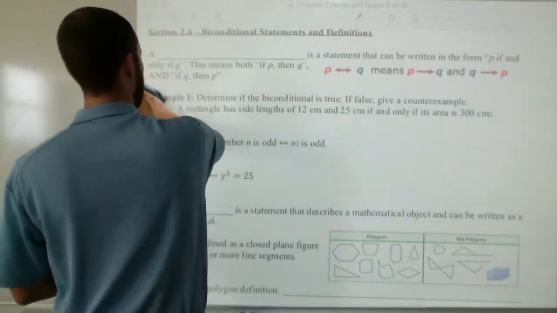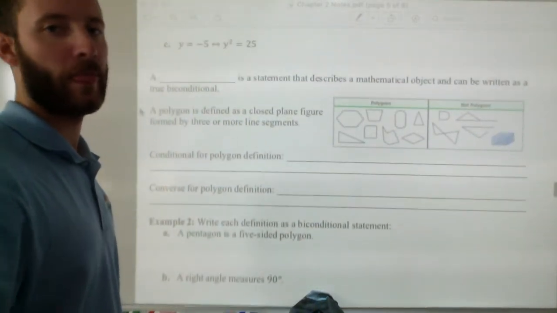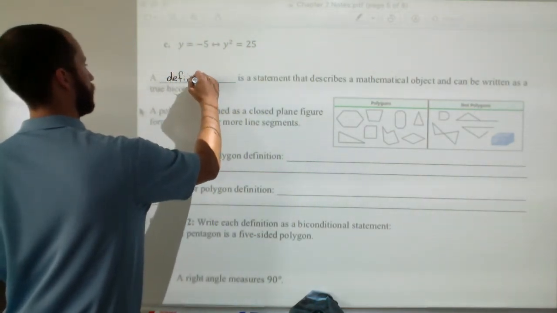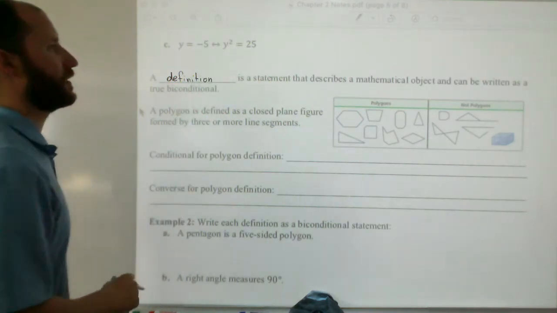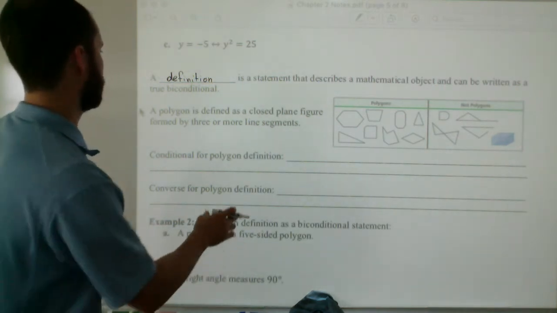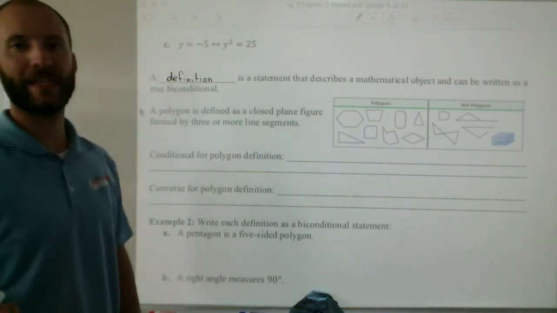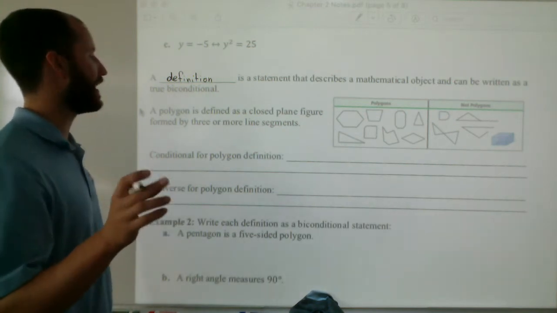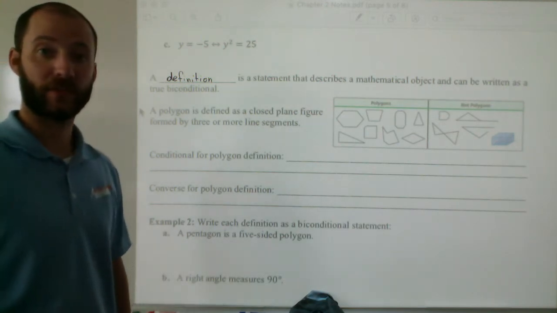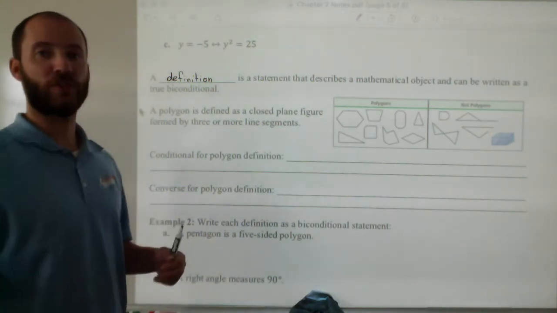So now getting into the definition piece of a biconditional. So a definition is a statement that describes a mathematical object. It can be written as a biconditional, as an if and only if. So a polygon is defined as a closed plane figure formed by 3 or more line segments. So we should be able to break this up into a conditional and a converse. All right, so we need to think about an if-then. So you do have some leeway in what you choose as your P and Q.